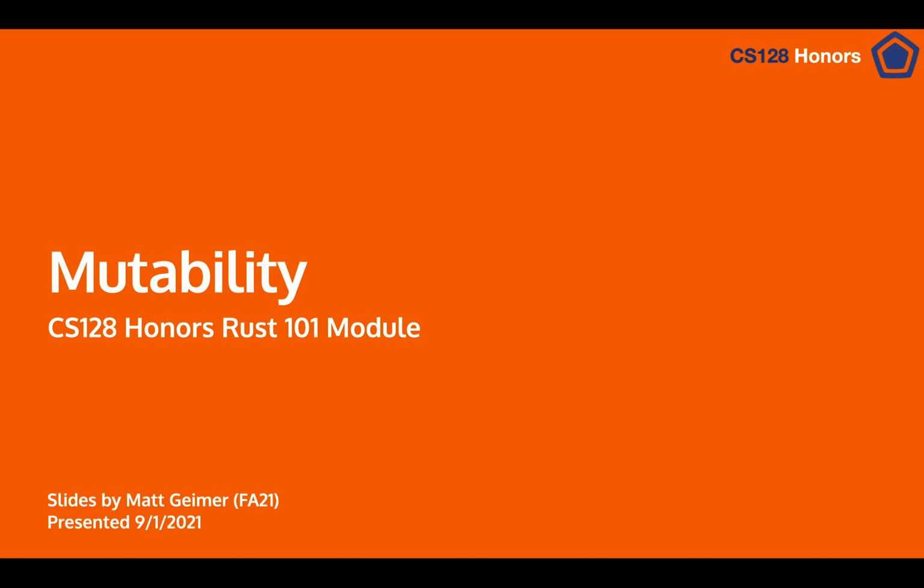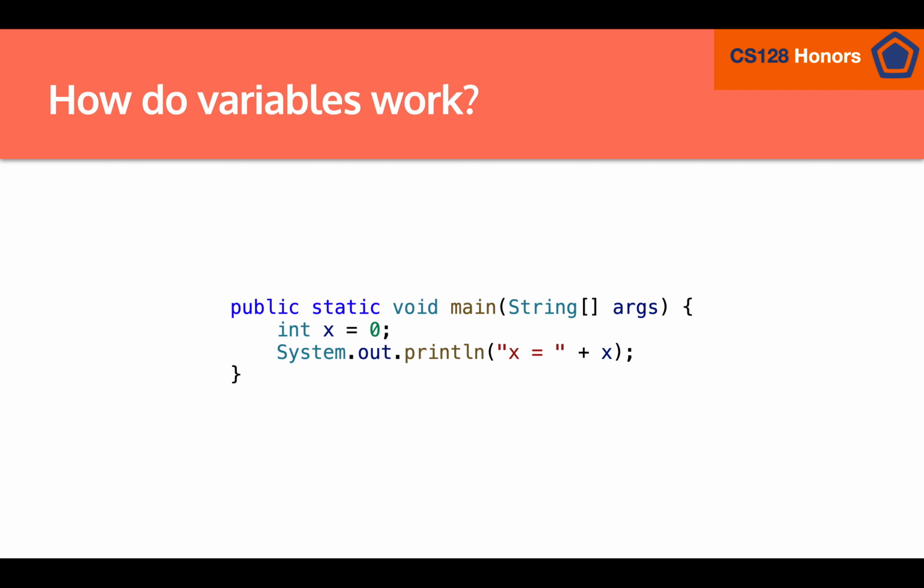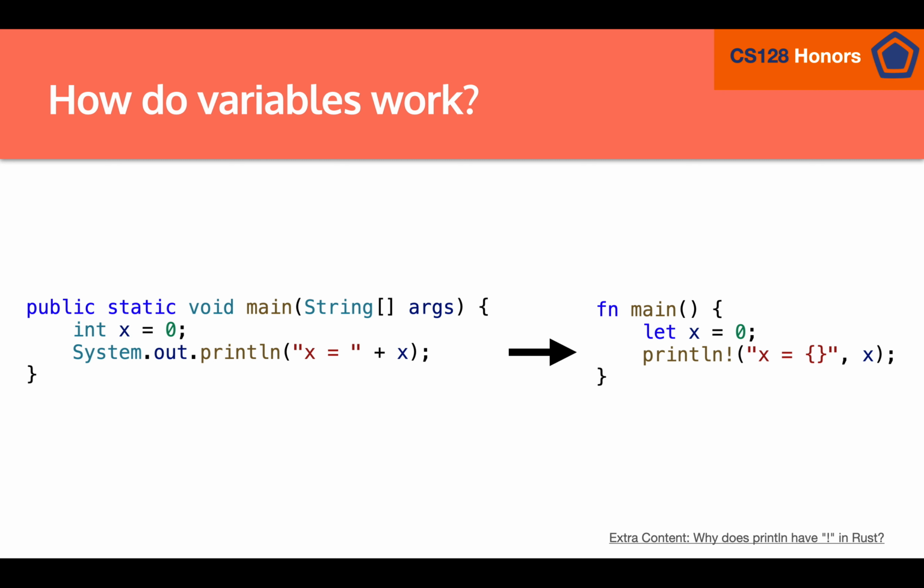So how do variables work? Well, in Java we have our simple main function here that's creating a variable and then printing out. Let's take a look at how we do that in Rust. So you'll notice here that Rust is a little bit shorter, right? On our first line, as opposed to public static void main string args, all we have to do is fn main, function main. Then on our second line, we declare the variable.